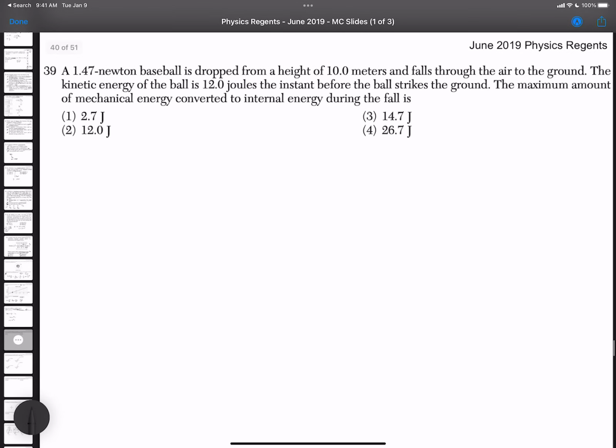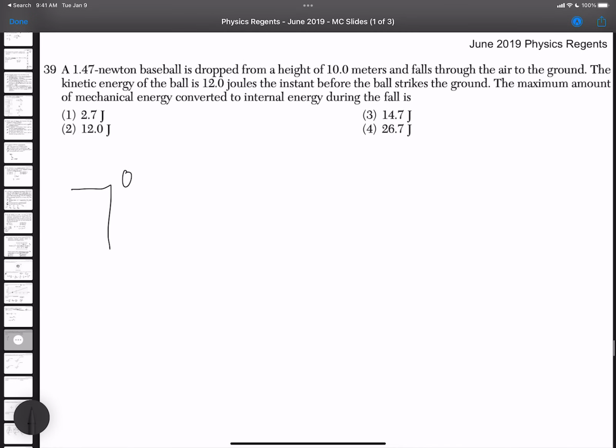All right, next up, question number 39. 39 was a long one to read, and does involve some slight calculations here. So it was a little bit of a tricky one.